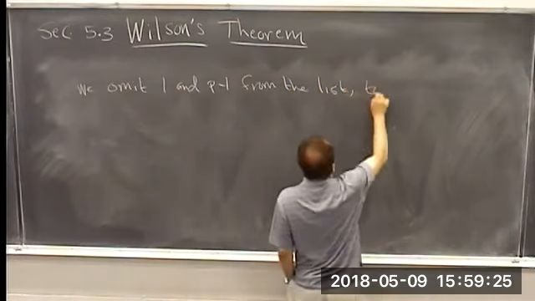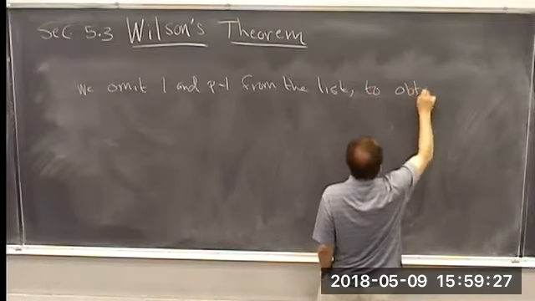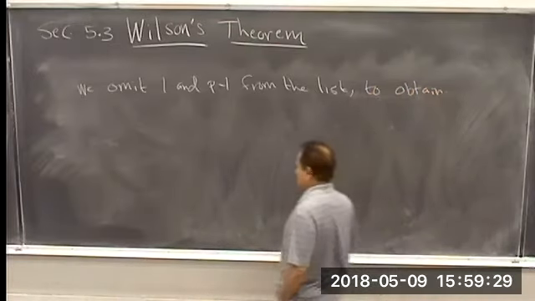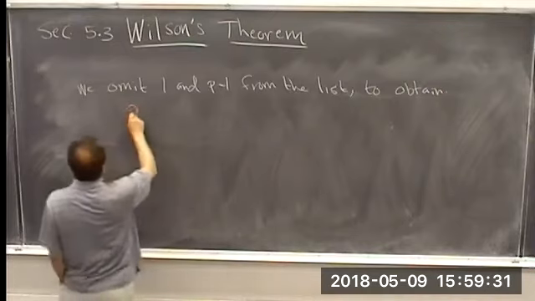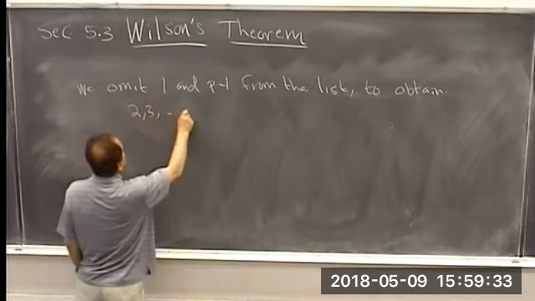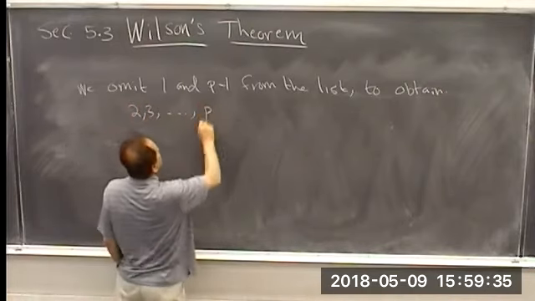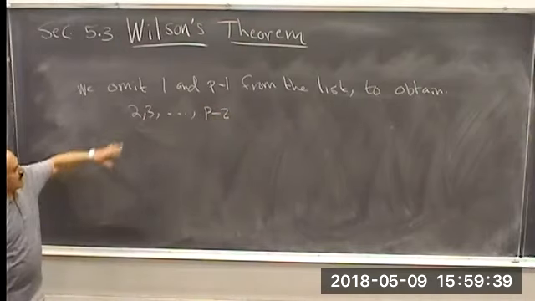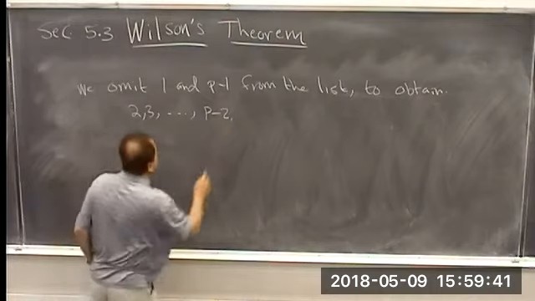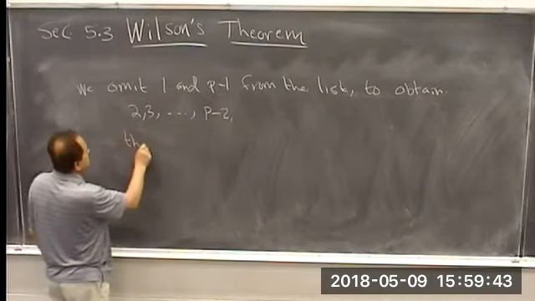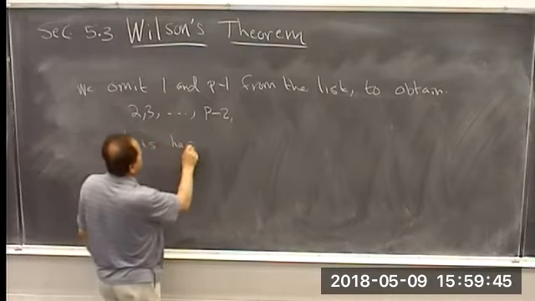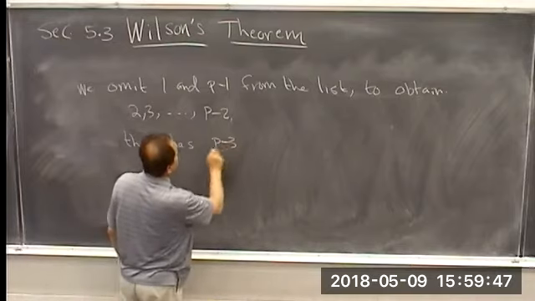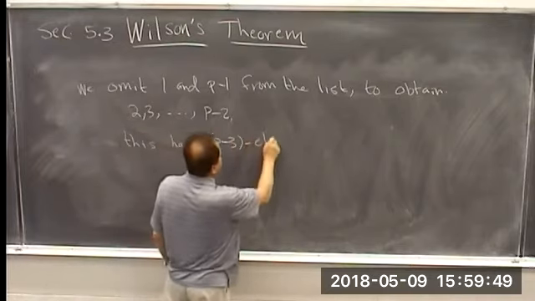To obtain this: 2, 3, up to p minus 2. In fact, there are p minus 3 elements.